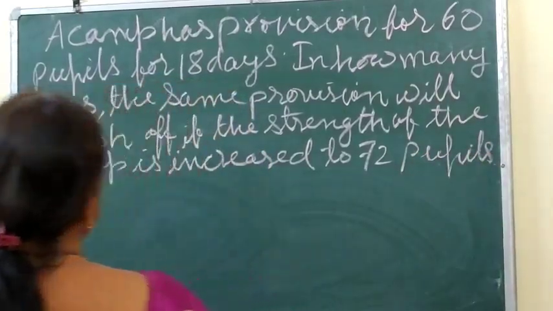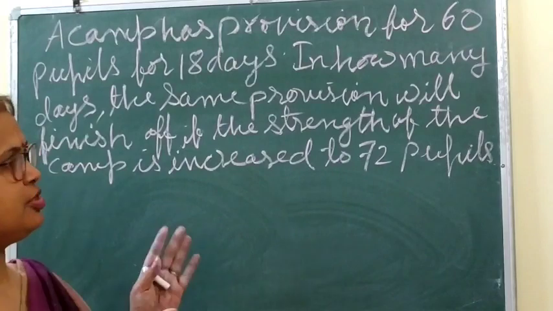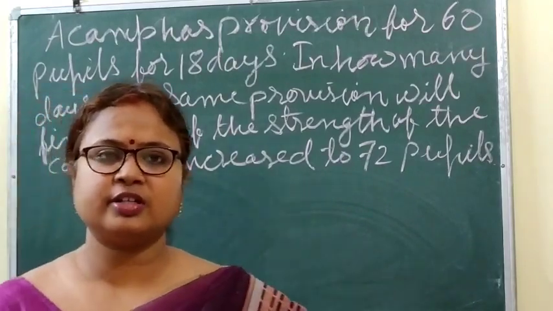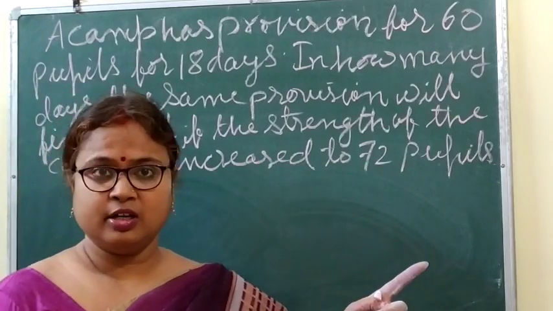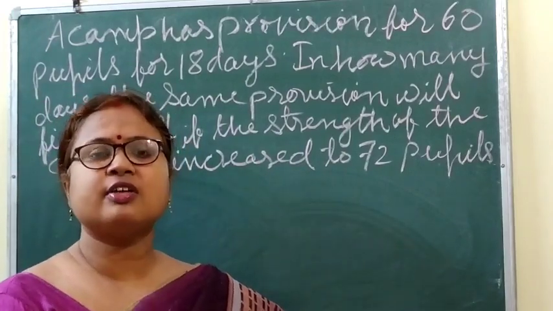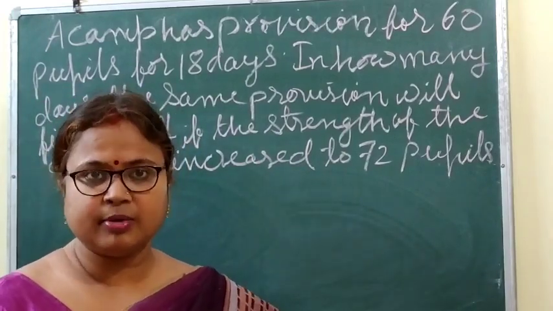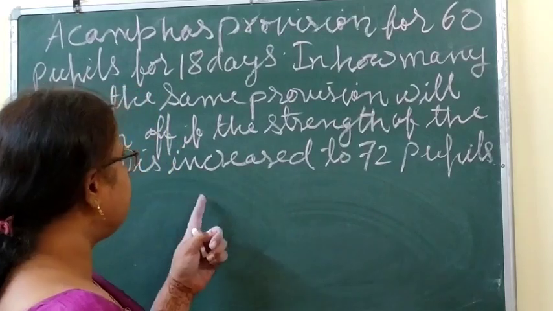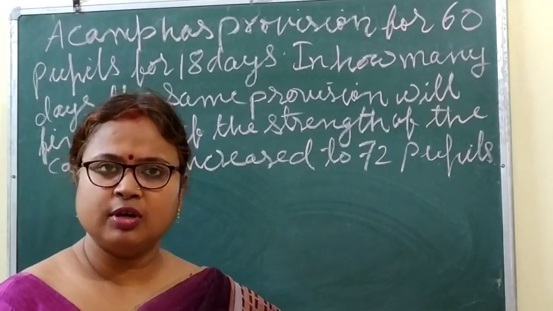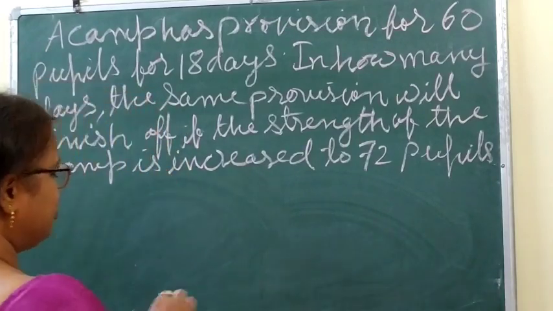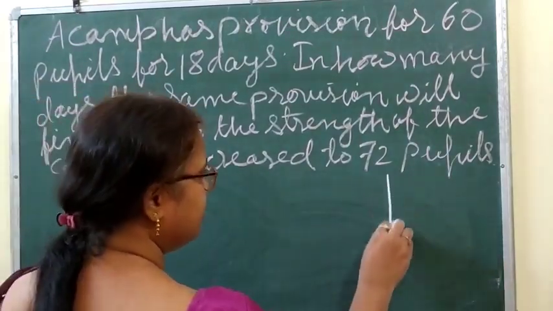Clear? So in this type of question, of course this question is based on what? Inverse variation, but in the previous question it was written increased by. So whenever it is written increased by 600 or increased by any number, we add that number. But here it is written increased to 72 pupils. Means what? We don't have to add. Clear? So this is based on inverse variation. Clear?